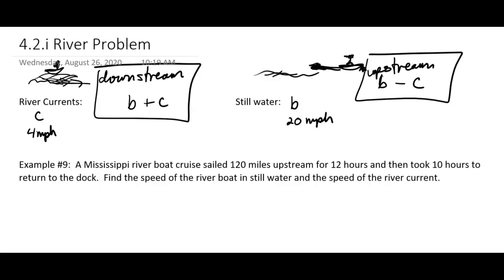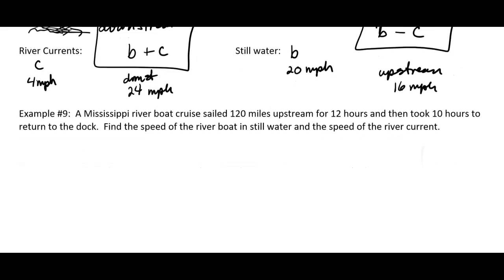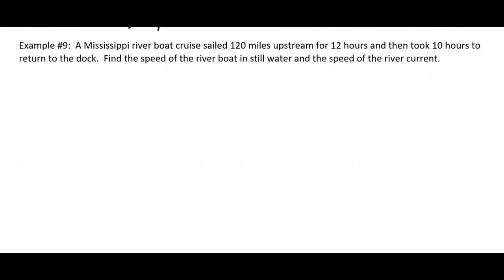So if you were going downstream, you'd be going 24 miles per hour because you'd take the rate of the boat plus the rate of the current. If you were going upstream, it would be 16 miles per hour because you'd do the rate of the boat minus the current. I'm just trying to explain it. It's kind of tricky to understand, and it's going to be a very similar thing on the next problem when we do airplanes. Okay, so now we're ready to do the problem.